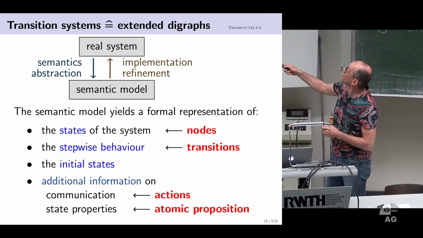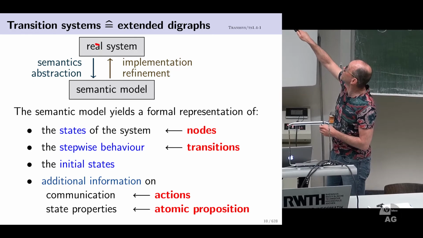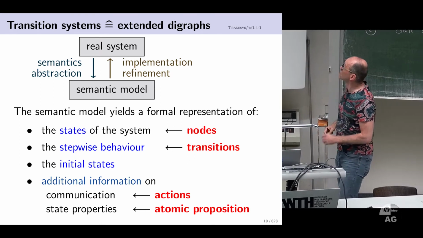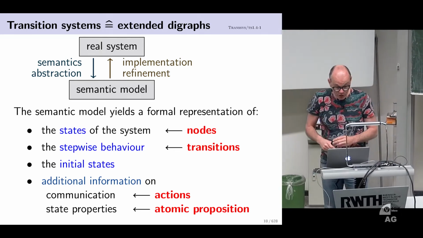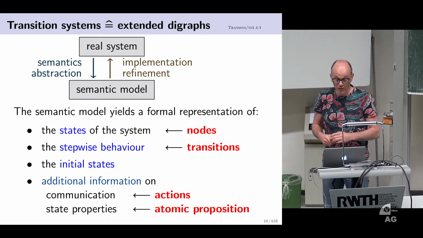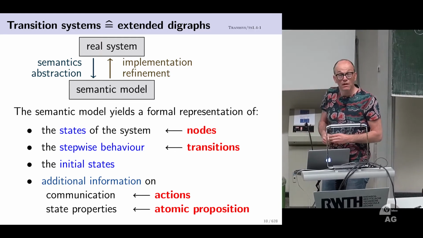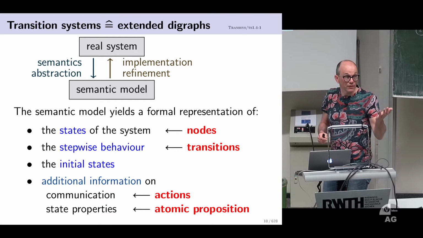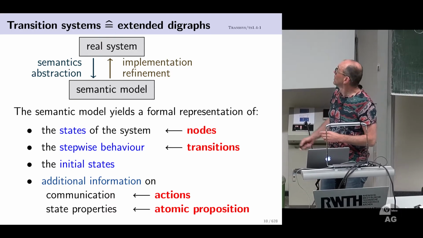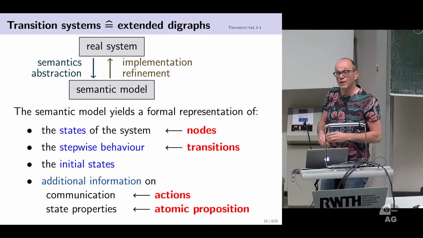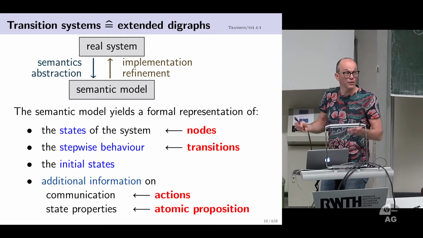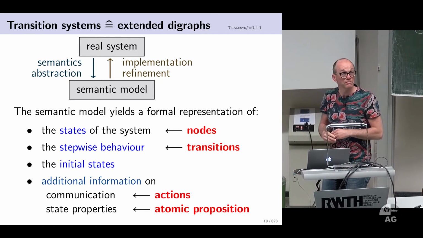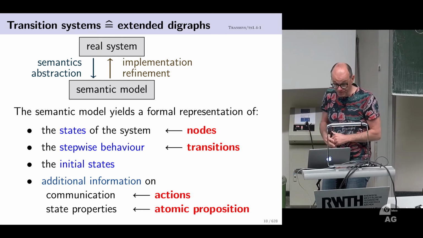Roughly speaking, the idea is that we have a real system and we're going to make a model. This is basically a semantic model, and the idea is that we're going to represent a couple of essential features of the system. The first is the state. Think about a traffic light. The state of the traffic light is its current color. The second is the stepwise behavior, which means how the system will evolve. The traffic light could switch from red to orange. That is a change, that is a transition.